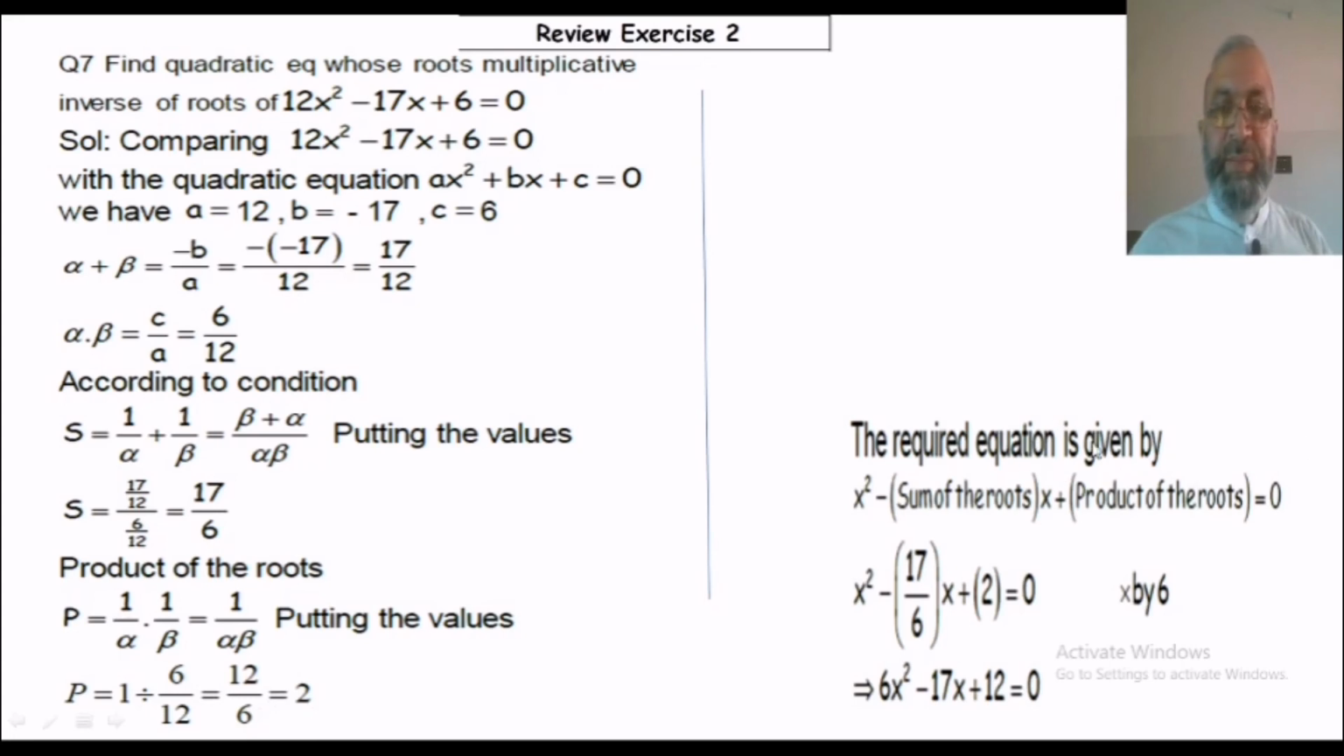Thus, the required equation, by putting the values of the sum and product of the roots into the formula x square minus sum of the roots into x plus product of the roots is equal to 0. So x square minus 17 by 6 x plus 2 is equal to 0. Multiplying both sides by 6 to remove this 6, this implies 6x square minus 17x plus 12 equal to 0, which is the required quadratic equation whose roots are the multiplicative inverse of the roots of the given quadratic equation.